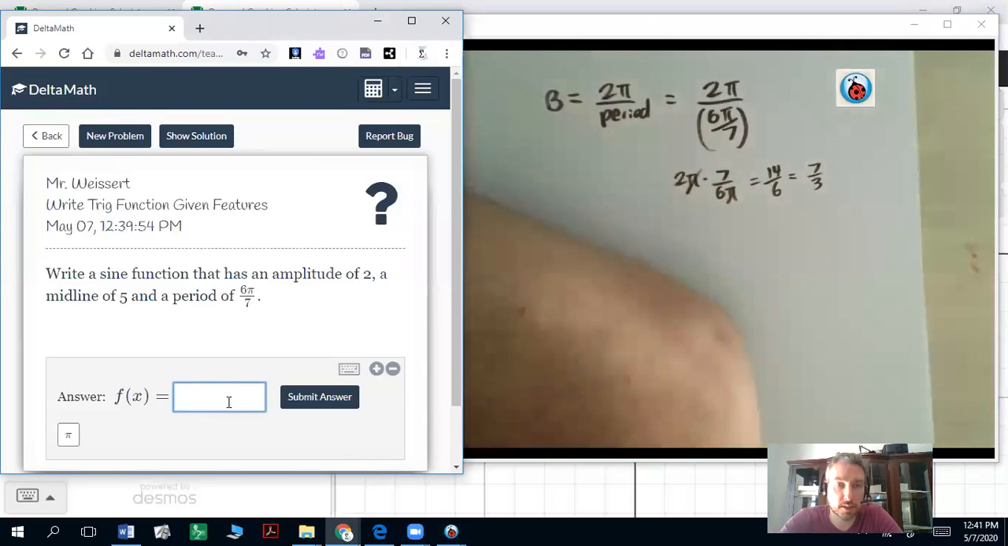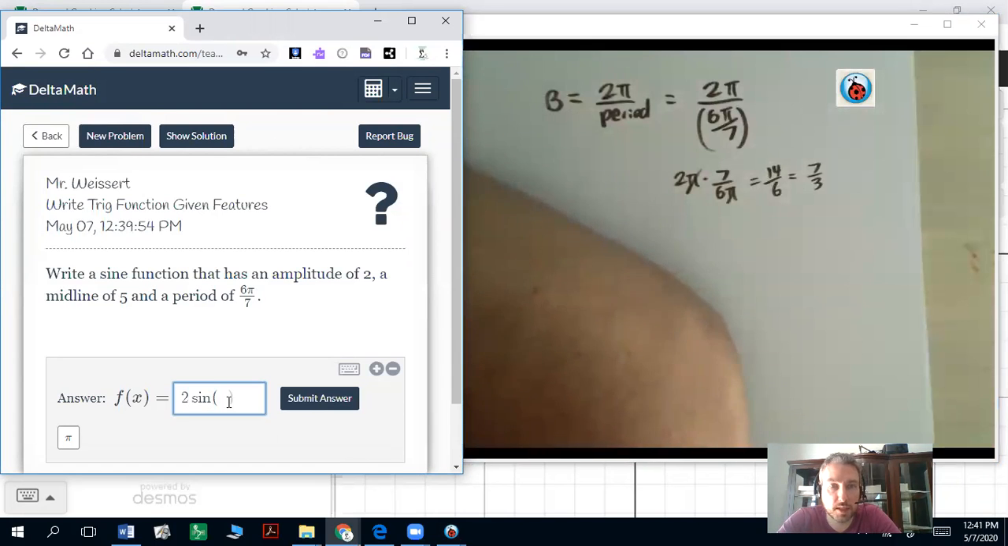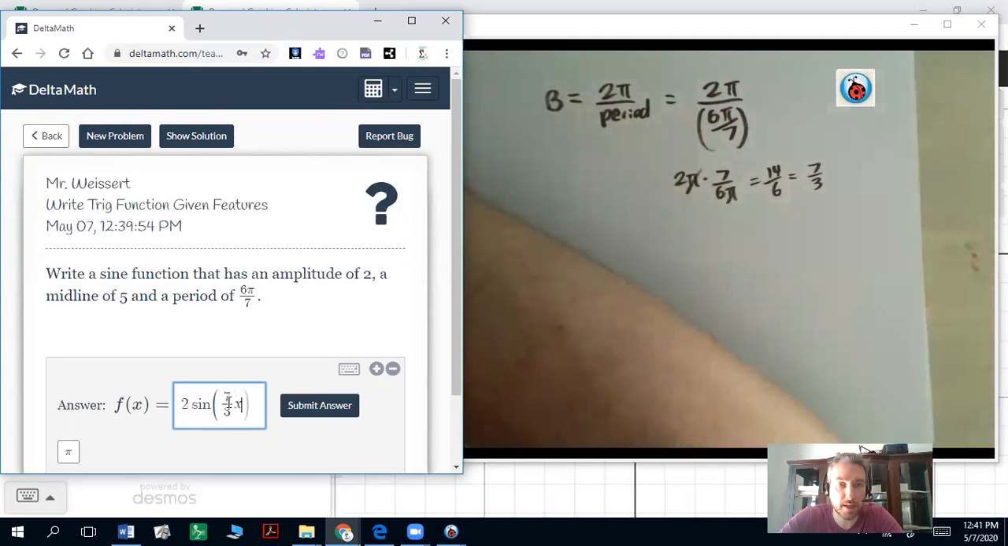So you'll write, it's got the f of x equals already, so you're going to write your amplitude 2. It's sine, so sin. Parentheses, you're going to do 7 over 3 x, close it up, and then midline is 5, plus 5.